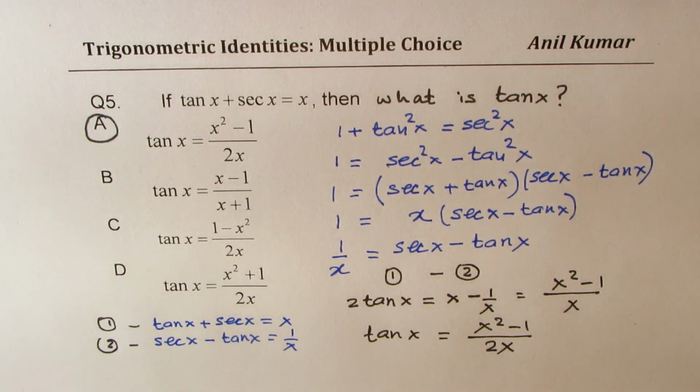So I hope that helps. So that covers a variety of questions which are based on trigonometric Pythagorean identities, where we learned that tan x could be written as sine over cosine, and we know the basic trigonometric identities: sine square x plus cos square x equals 1, 1 plus tan square x equals secant square x, and 1 plus cotangent square x is equal to cosecant square x.